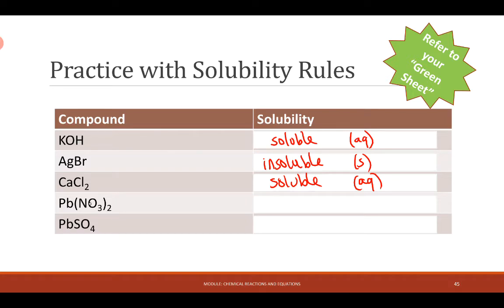Next, I find my nitrate. Nitrates are always soluble with no exceptions. And so that one is soluble, and so it will be aqueous. For lead sulfate, I have to find sulfate. Sulfates are generally soluble, except for those containing calcium, strontium, barium, silver, and lead. So that one's going to be insoluble. Insoluble things are going to be solid.